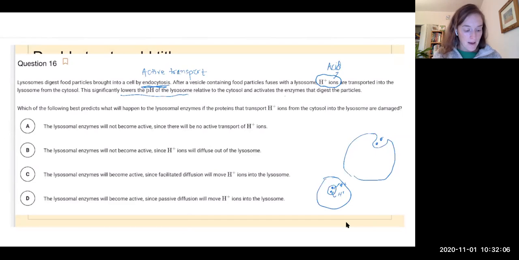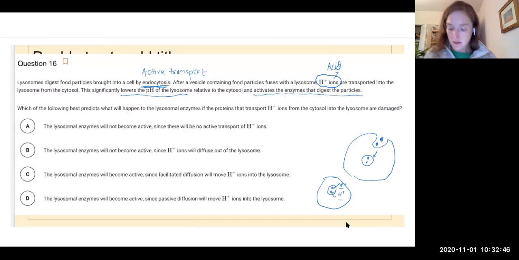Okay, which of the following best predicts what will happen to the lysosomal enzymes if the proteins that transport H+ ions from the cytosol into the lysosome are damaged? So the food particles are still being brought in, the vesicle is still forming, but the problem is here. The H+ ions are not being brought into the lysosome. And so what did those do? Well, they helped activate the enzymes that digest the food particles.